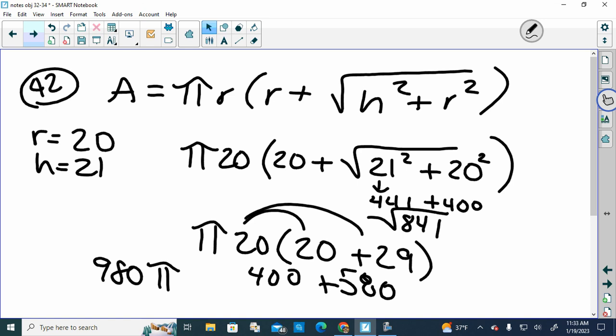Let me find another one that's like that. Number 47 is actually like this one, but we have to do one step before it to actually find the h, because they don't give us the h. So we're going to number 47.